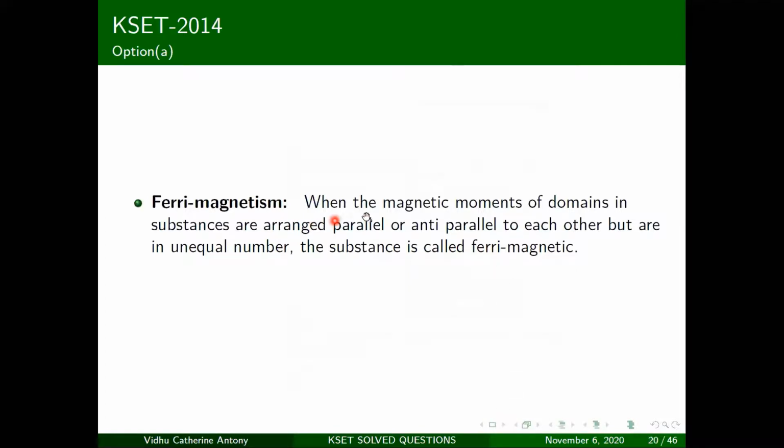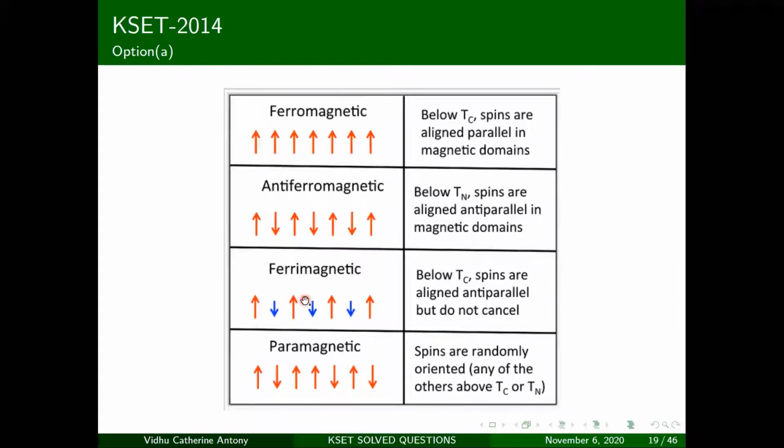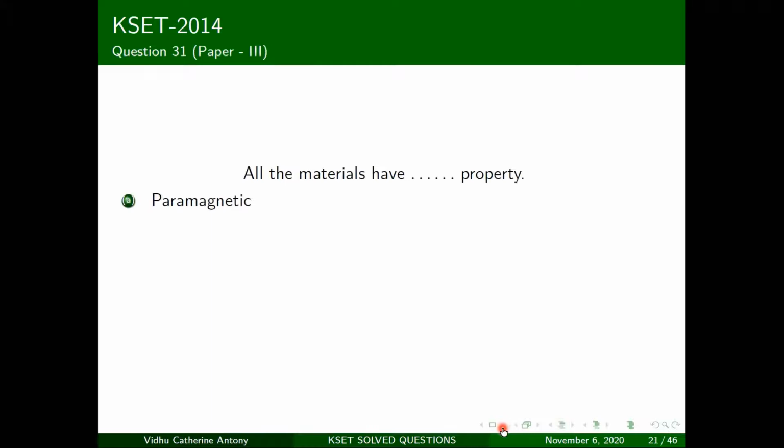So let's look at this. When the magnetic moments of the domains are arranged in parallel or anti-parallel to each other, but the length of the vector is unequal, okay? So here you should look at these vectors. What do they depict? They basically depict your magnetic moment. So there's going to be a net magnetic moment in some particular direction. Okay, so that's your ferromagnetic material.